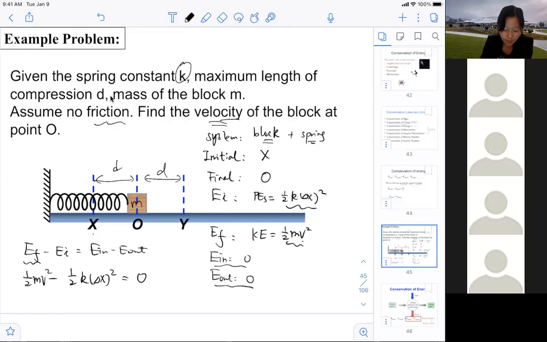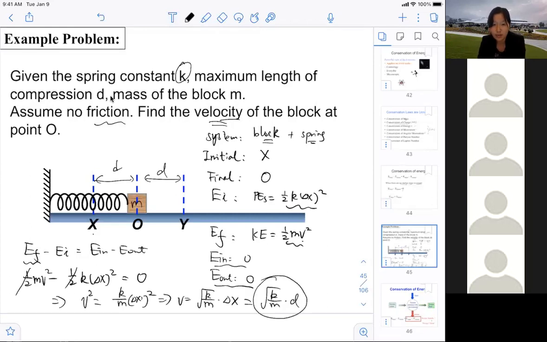You want to solve for velocity, and I quickly solved that velocity squared is equal to k over m delta x squared. So velocity is the square root of k over m times delta x, which is the maximum compression. It was telling us it's d. Okay, so that is the velocity of the block at point O. We did this relatively quickly, but you can review it in a lot more detail later after class, and we will definitely see more energy conservation problems coming up.